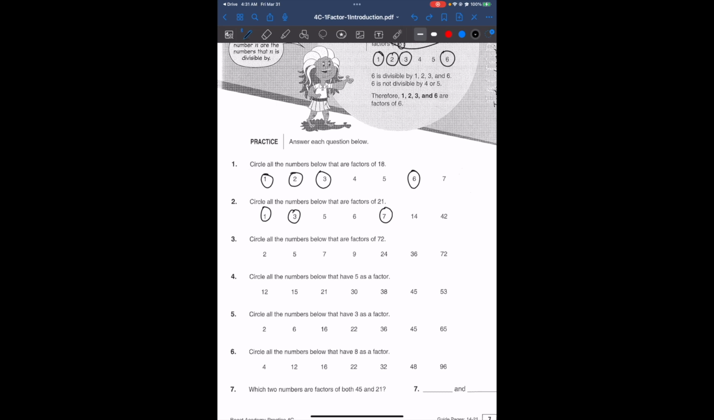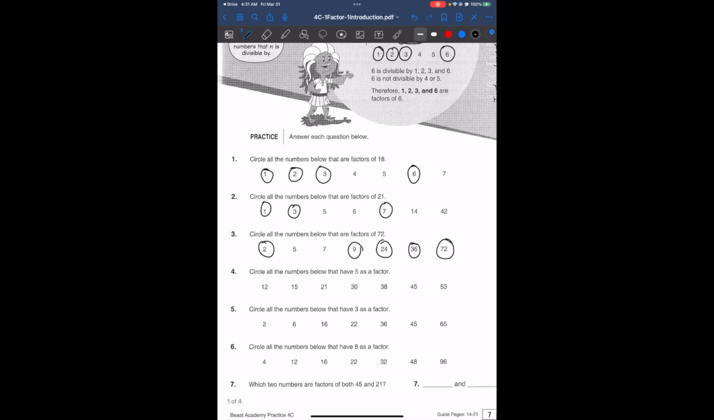Circle all numbers below that are factors of 72. So 72 is divisible by 2, and 72 divided by 2 is 36. Not divisible by 5, not divisible by 7, and it is divisible by 9, because that gives us 8, but 8 is not an option here. It is divisible by 24, because it gives us 3, and itself as well.